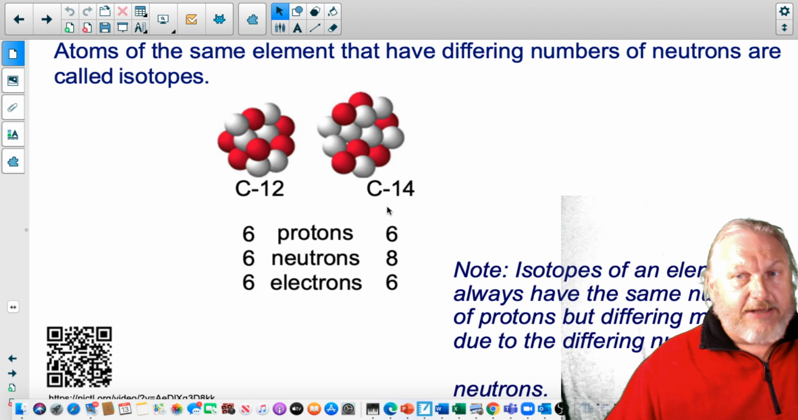Carbon-14, another isotope, because it has a different number of neutrons, has 6 protons, 8 neutrons, 6 plus 8 equal 14, and of course the number of electrons is always the number of protons.